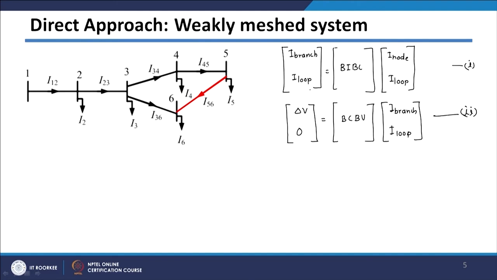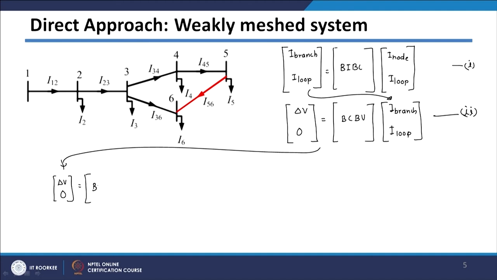And what I can do, actually, is just put this equation into here. So, it will basically become delta V 0 equal to BCBV matrix multiplied by your BIBC matrix multiplied by your I node minus this I loop here.